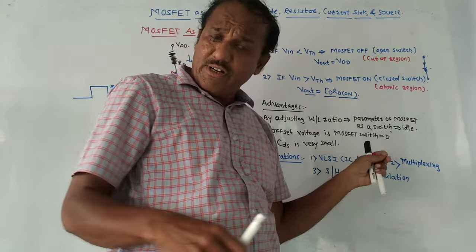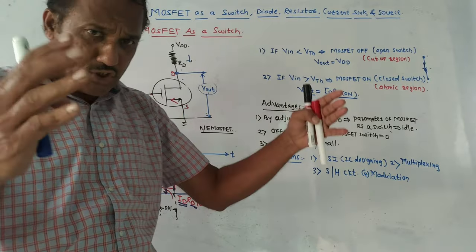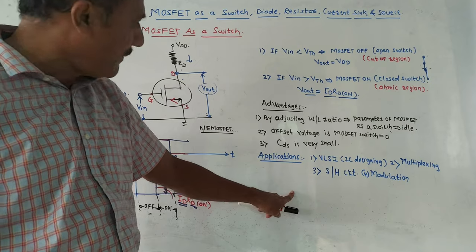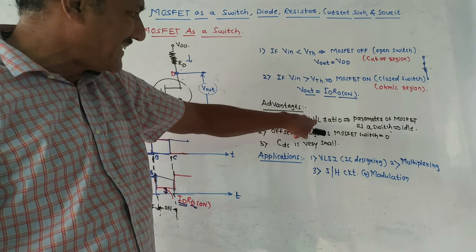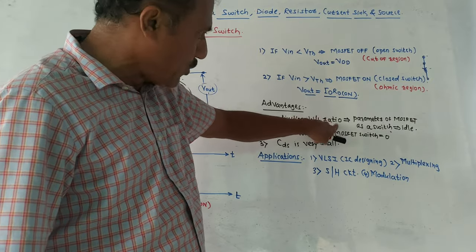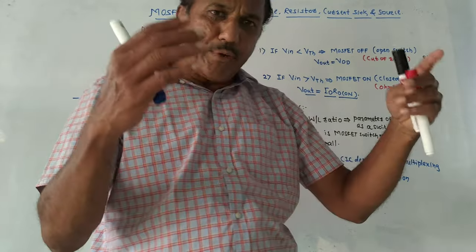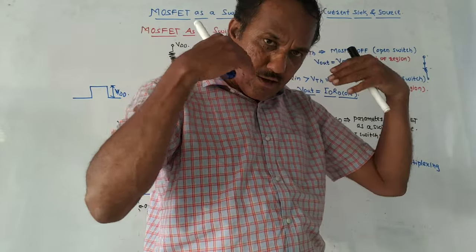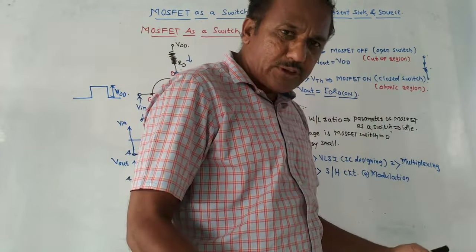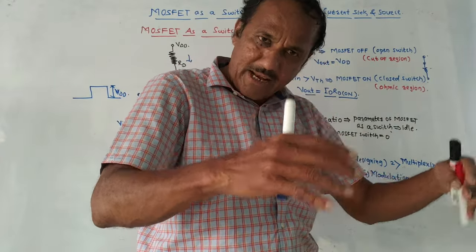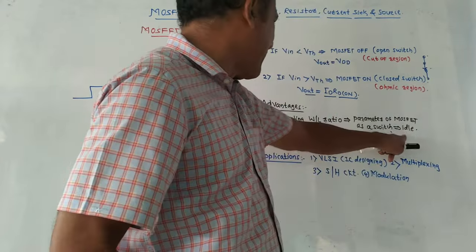Now there are certain advantages of using MOSFET as a switch. Your answer needs to include these points, advantages as well as applications. First, by adjusting W by L ratio, that is width to length ratio, the parameters of a MOSFET which is operating as a switch can be made more approximate to the ideal parameters. That means these parameters can be equivalent to the ideal parameters.